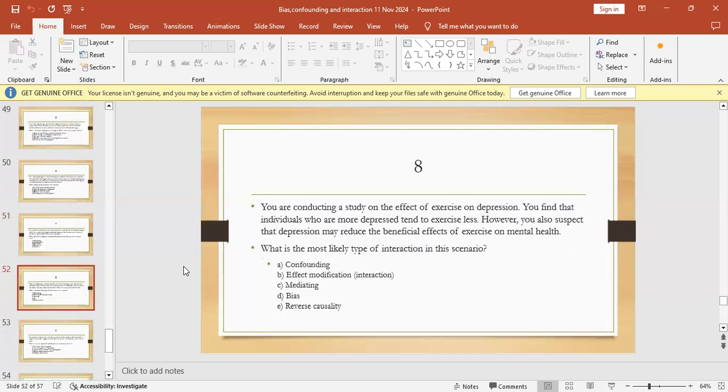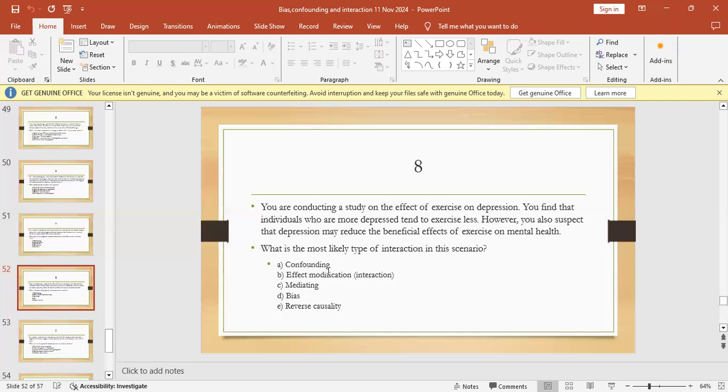Eighth MCQ: you are conducting a study on the effect of exercise on depression. You find that individuals who are more depressed tend to exercise less. However, you also suspect that depression may reduce the beneficial effects of exercise on mental health. What is the most likely type of interaction in this scenario: confounding, effect modification, mediating, bias, or reverse causality? It could be B or E.